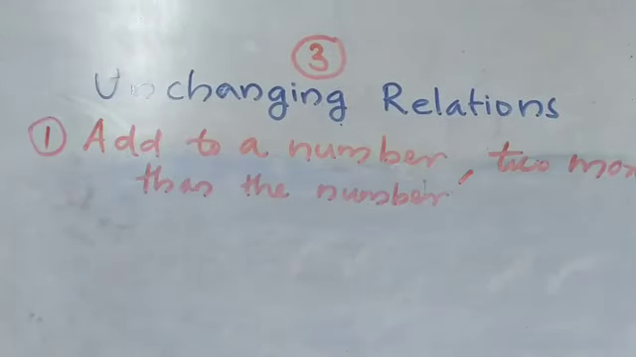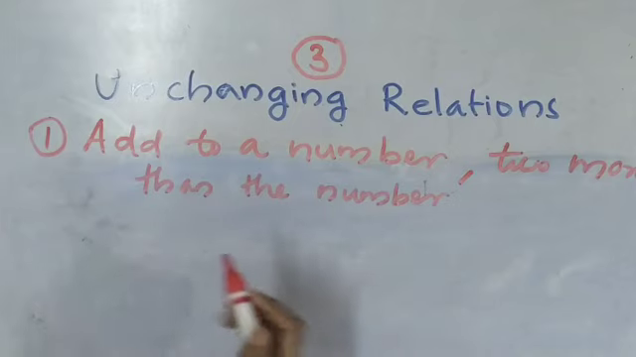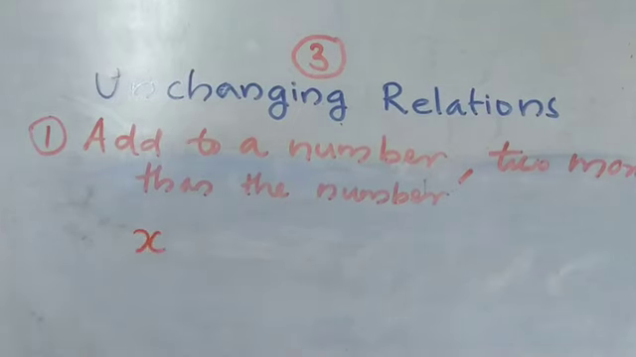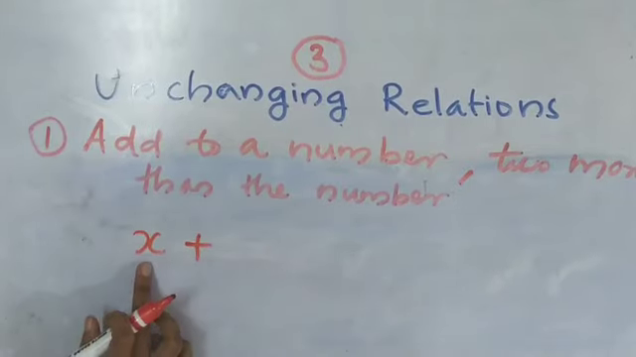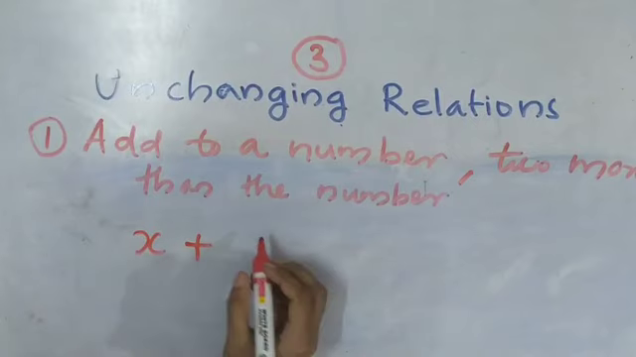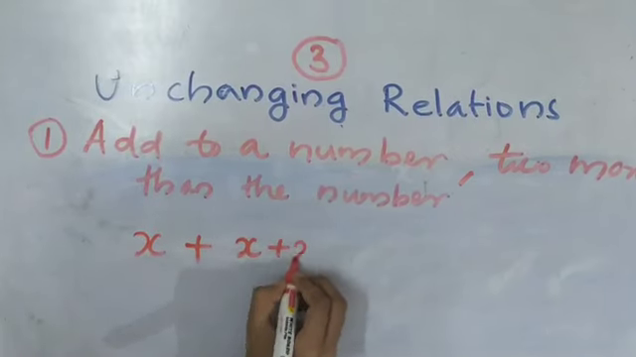Students, let us look at some examples in your textbook. Okay, there are some activities to do. I will do 3 activities for you. The other activities you want to do. Okay, so the first question is add to a number 2 more than the number. So add to a number, so my number is x. Adding 2 more than the number, this is x. 2 more than this number means x plus 2.